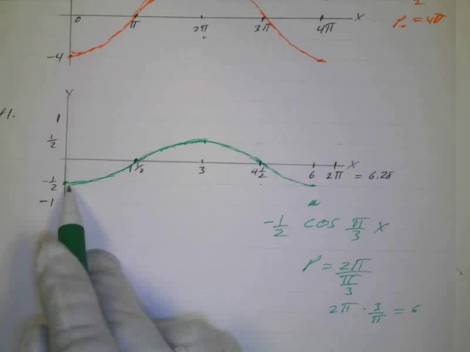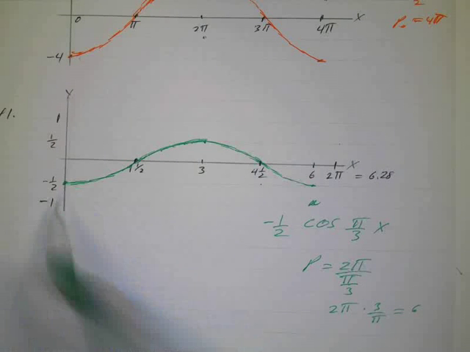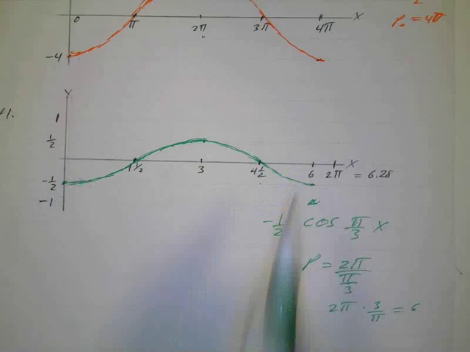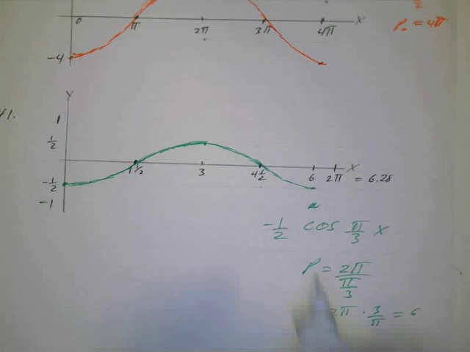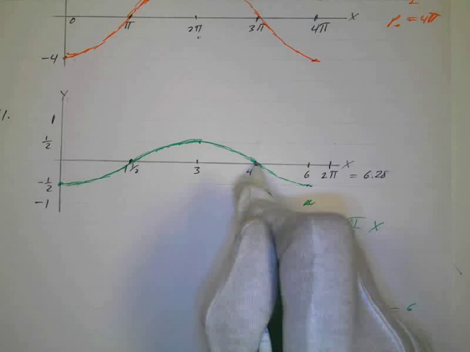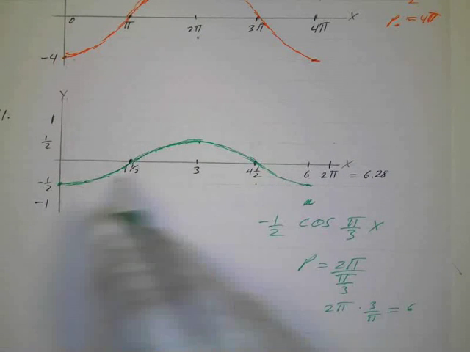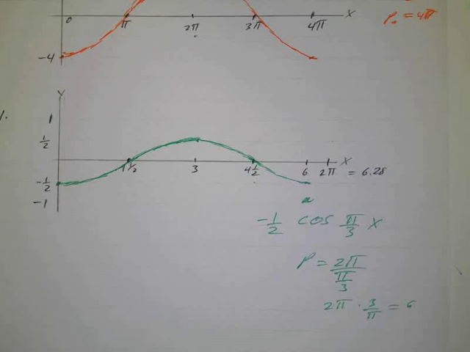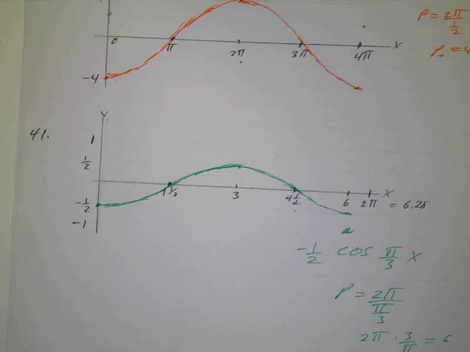And you can see the amplitude is 1/2, but it's flipped. So instead of starting up here, it starts down here. And the period is 6 radians. So there's your period. Okay? I think my scale wasn't really even, because I just eyeballed this. If you did it with a ruler, it'd be a little bit better.